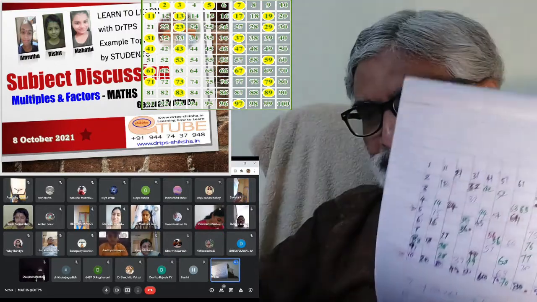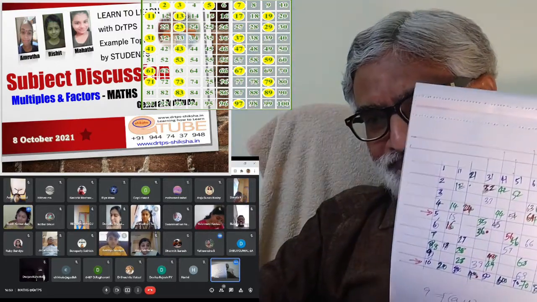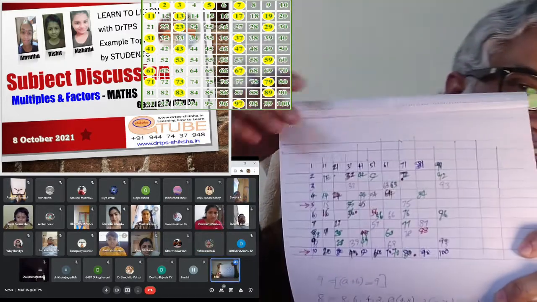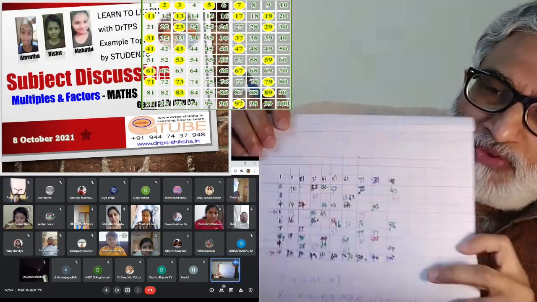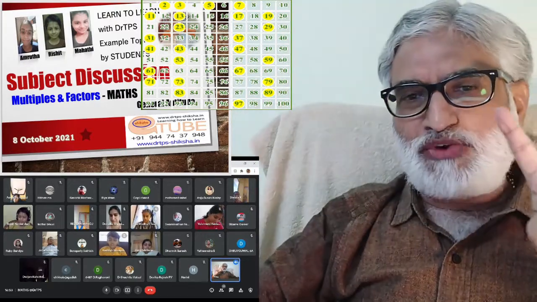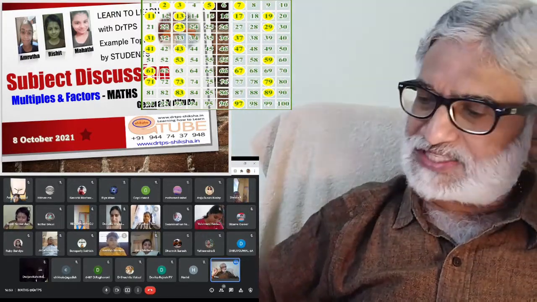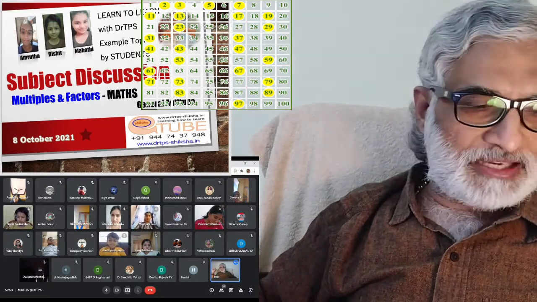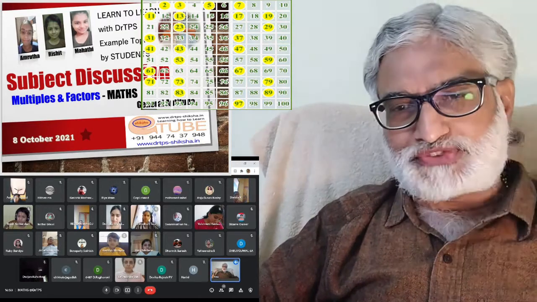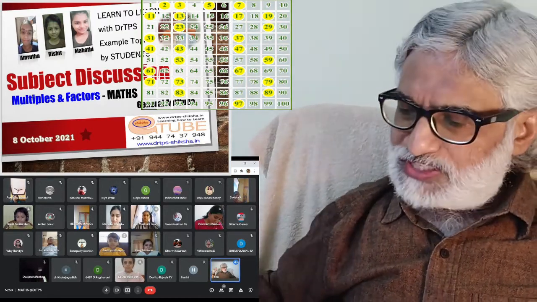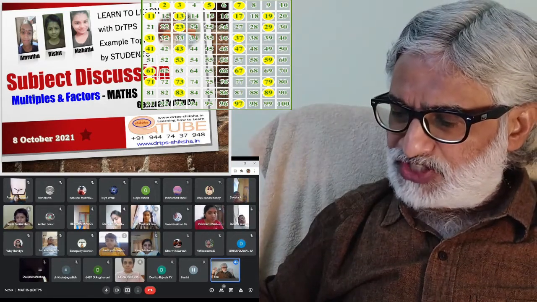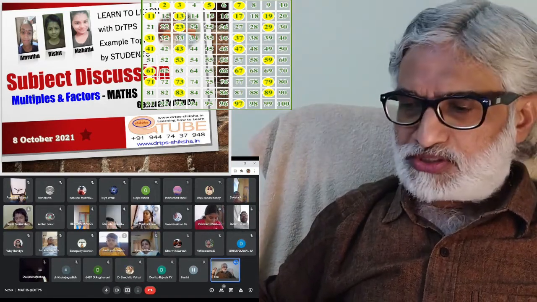So most of your columns are full. In the 1 to 100 matrix, all the multiples of 9 you filled, 8 you filled, 7, 6. Now you will see all the multiples of 6 and 9 are multiples of 3 also. So what is the rule now? For 4 and 3, write the rules.